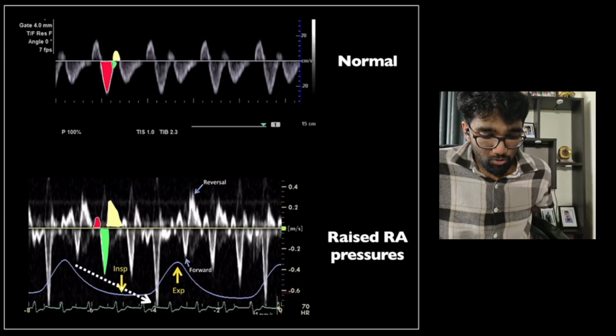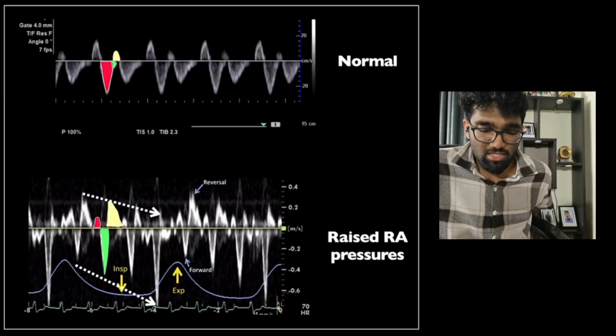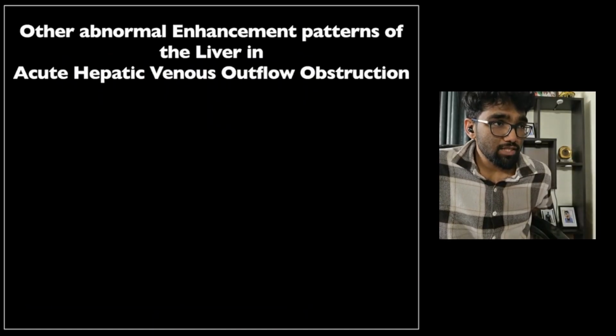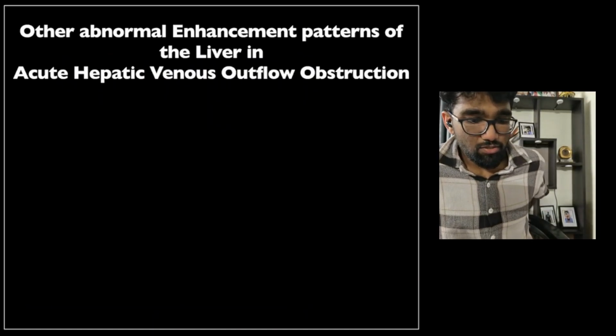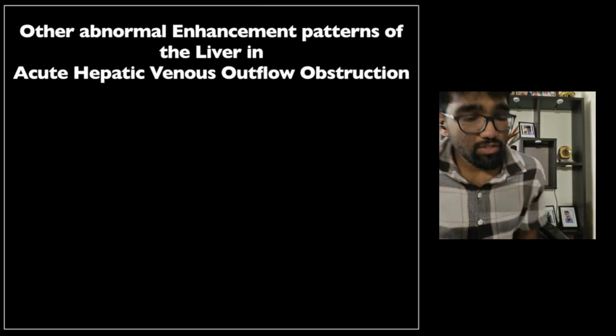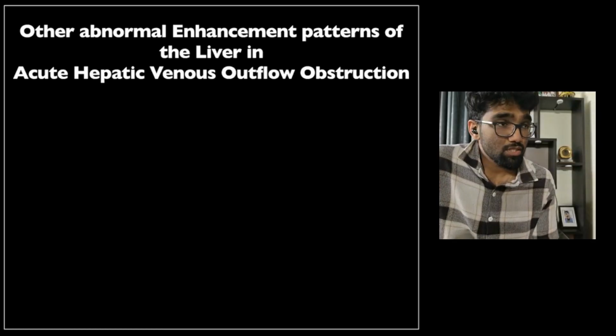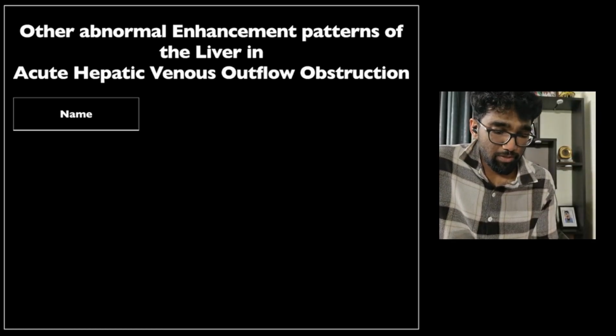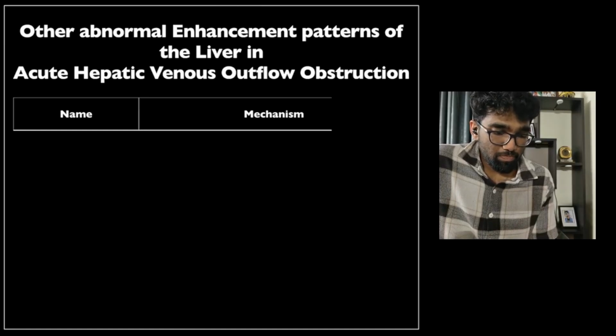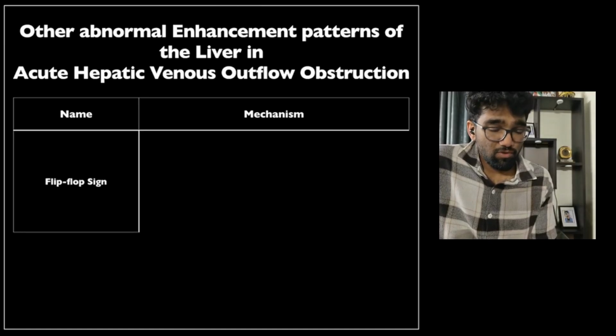Okay, now you can also see a very prominent respiratory phasicity in the changes, and again I've discussed it in detail there. Now in addition to this, even on imaging without doing a Doppler ultrasound, acute hepatic venous outflow obstruction can have some other additional findings, all related to the abnormal flow patterns that we see. So the first finding is what was called the flip-flop sign.